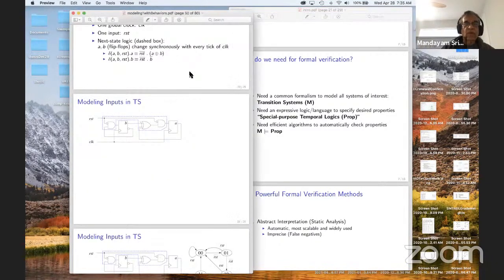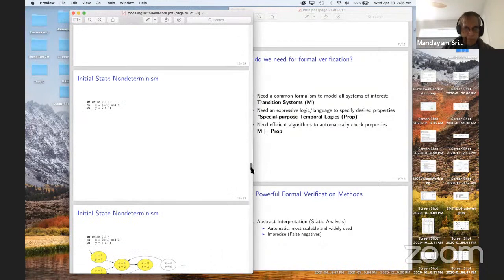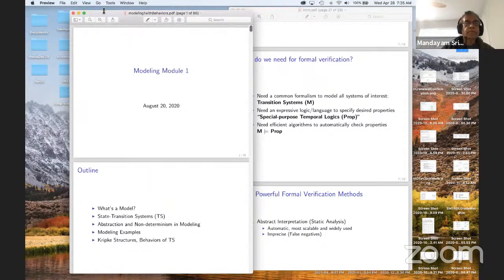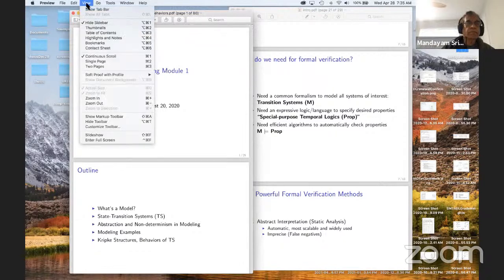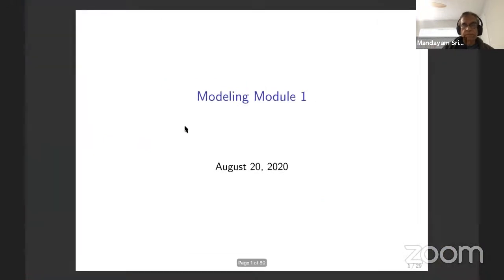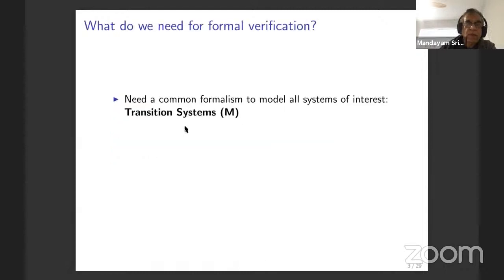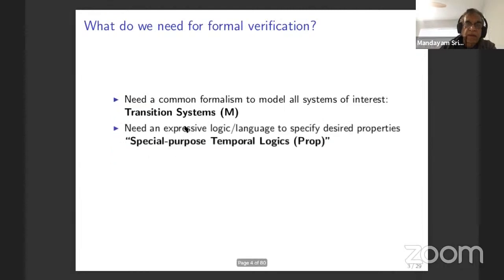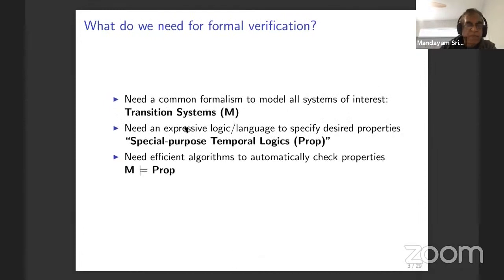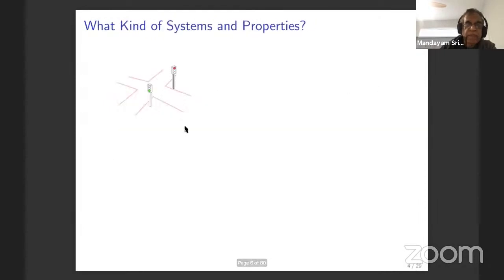So let me go to this. Yeah, this is the outline for the lecture. I've already said this. Okay, so what kind of systems and properties?